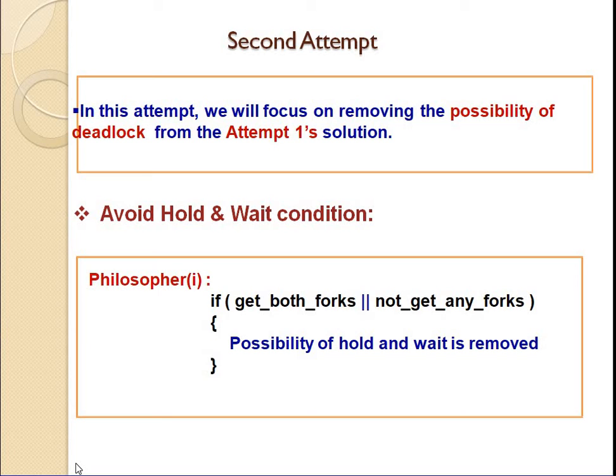So in the second attempt, what happened? In this attempt, we will focus on removing the possibility of deadlock. In attempt 1, we see that if all the philosophers grab their left fork, a deadlock condition must happen. To avoid deadlock, we have to avoid the hold and wait condition. If the philosopher gets both forks or does not get any fork, the possibility of hold and wait is removed.